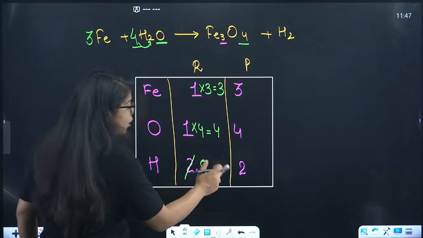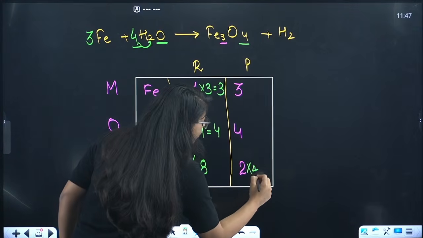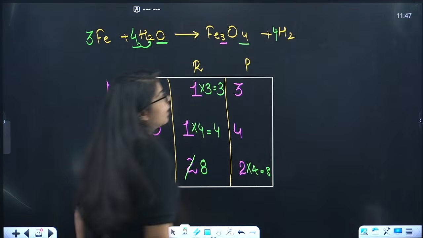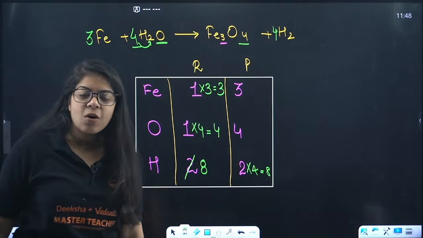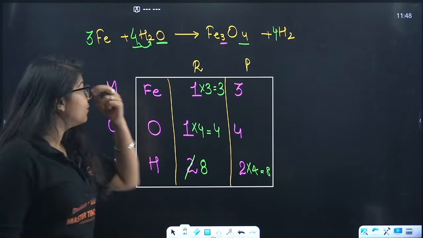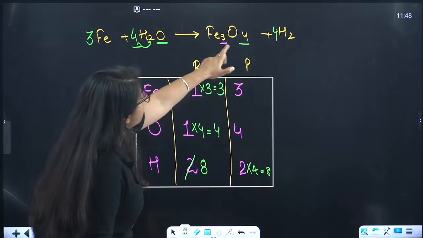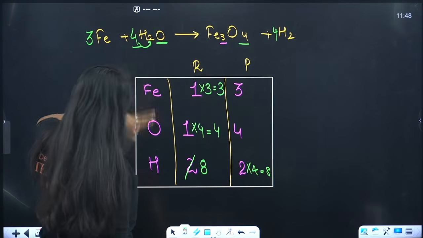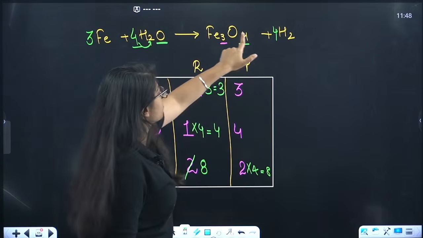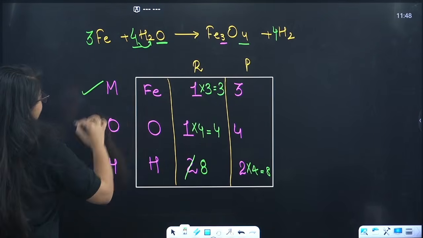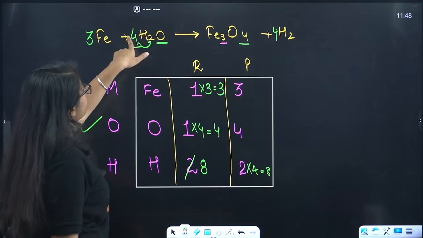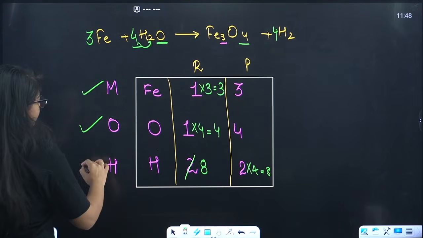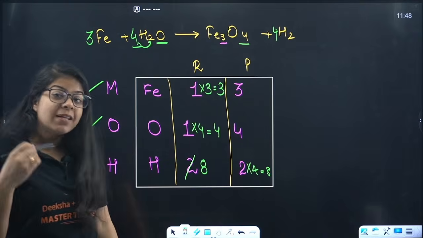So what will I do? 2 into 4 will be 8, right? So I will write 4 here. Is this balanced now? Watch clearly. Iron is 3, iron is 3, balanced. Next is oxygen. Oxygen is 4, oxygen is 4. So iron is balanced, oxygen is balanced, and hydrogen, 4 into 2, is 8 hydrogens. Understood how the balancing works?